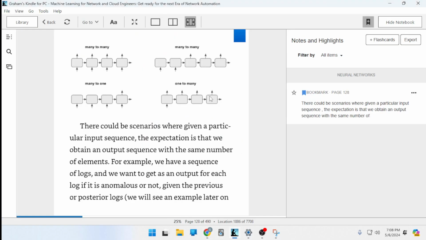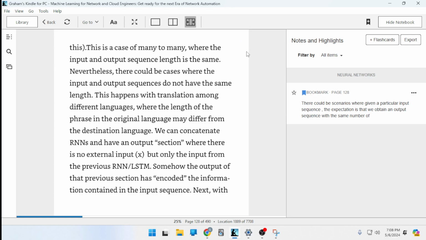All right, so there could be scenarios where, given a particular input sequence, the expectation is that we obtain an output sequence with the same number of elements. For example, we have a sequence of logs, and we want to get as an output for each log if it is anomalous or not, given the previous posterior logs. We will see an example of this later on. This is a case of many-to-many, where the input and output sequence length is the same.